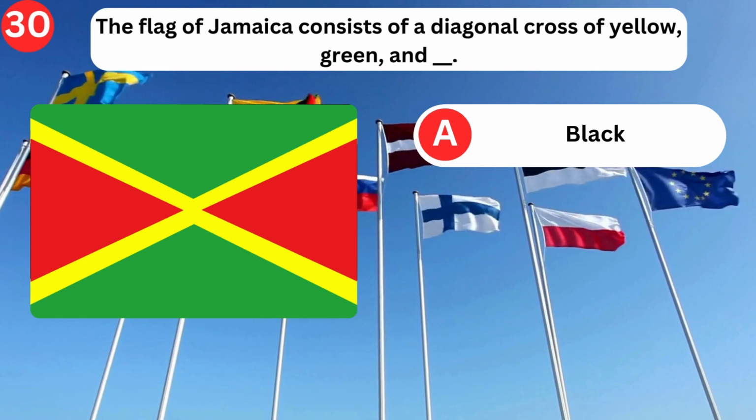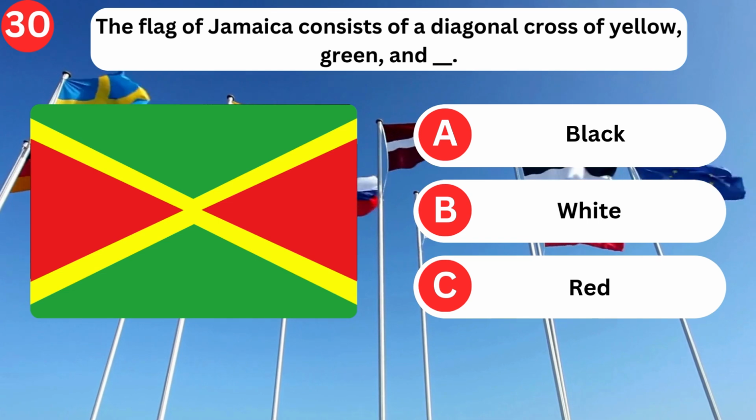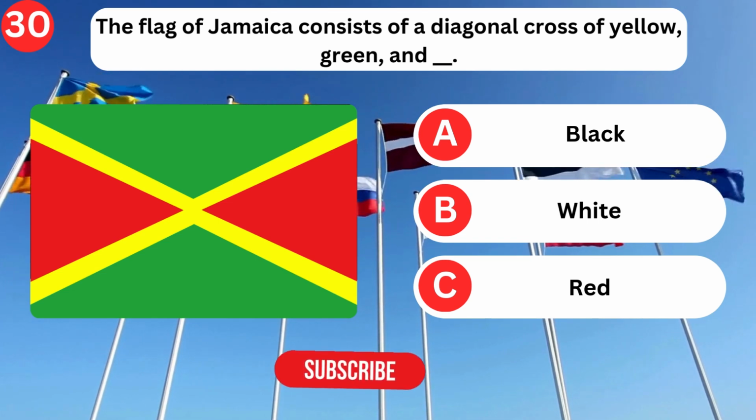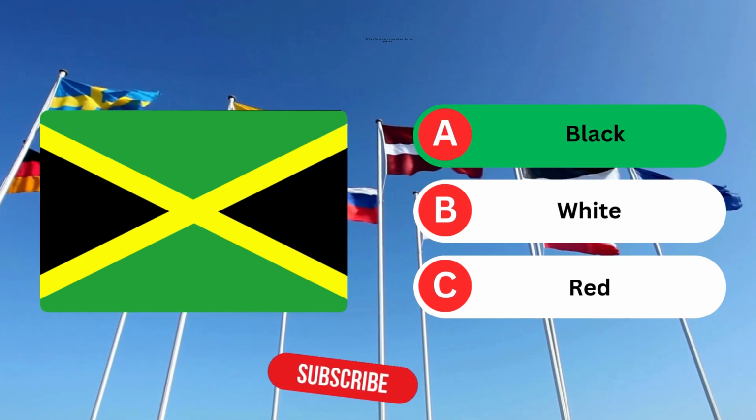The flag of Jamaica consists of a diagonal cross of yellow, green, and black, white, red. Black.